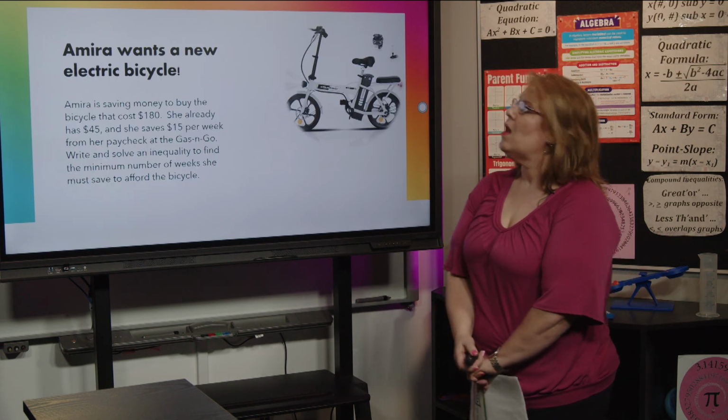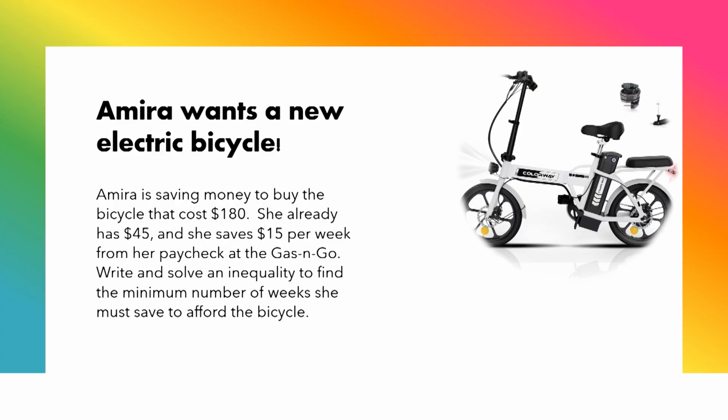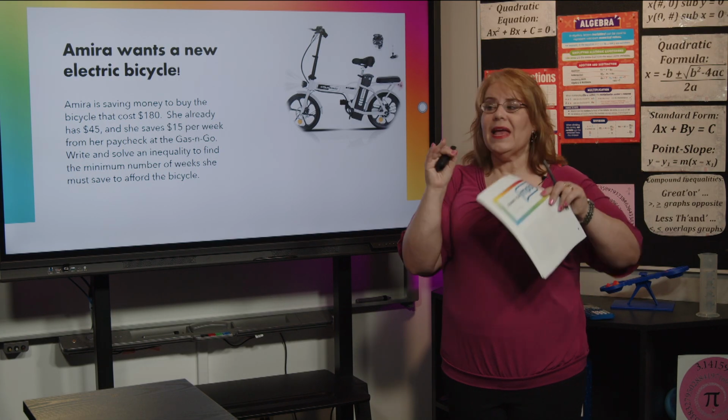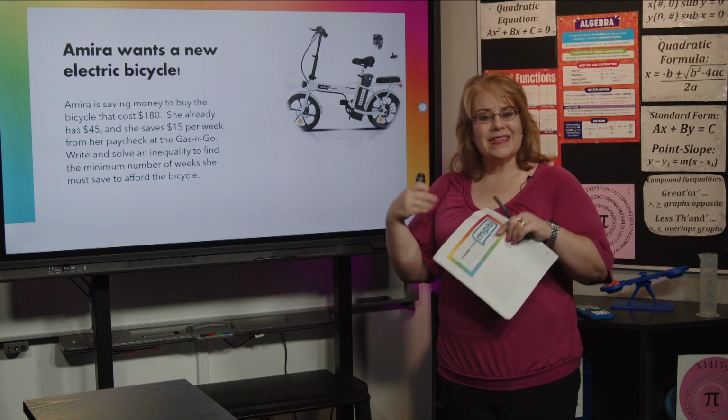So here we go. Amir wants a new electric bicycle. Amir is saving money to buy the bicycle that costs $180. She already has $45 and she will save $15 per week from her paycheck at the Gas and Go. Write and solve an inequality to find the minimum number of weeks she must save to afford the bicycle. So go ahead and pause the video, and then once you or you and your table partner get your answers and get your work, come back to me and let's see what we got.